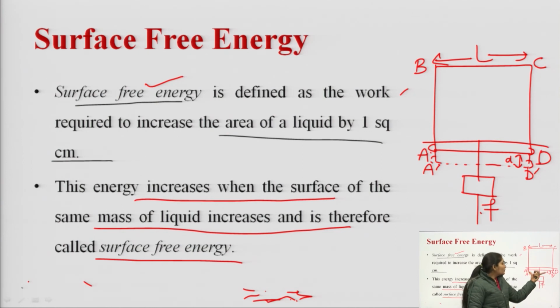The length of this arm is L, and when we apply a certain force on this arm, the film will stretch, and the arm AD will shift to A dash D dash. The distance between arm AD and A dash D dash is represented by D, and the force applied on this movable arm is represented by F.